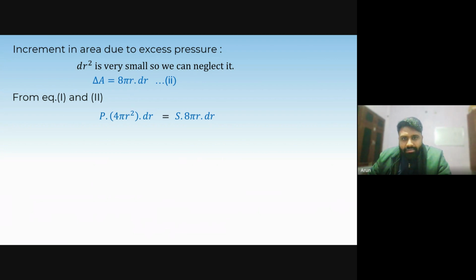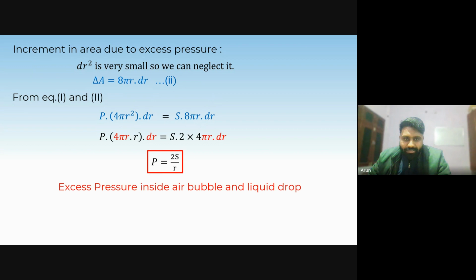The common terms will cancel each other, and finally we are left with these values. So P here equals 2S upon r. This is the formula that you have to remember for excess pressure inside an air bubble and a liquid drop.